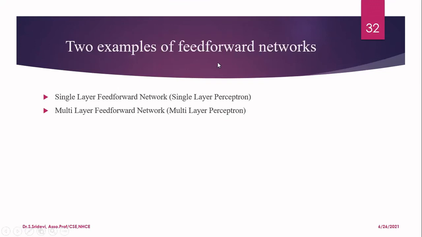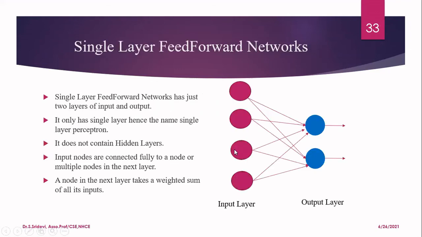Now, in feed-forward networks, we have two examples. One is called a single-layer feed-forward network, which is also known as single-layer perceptron. And the other is multi-layer feed-forward network or multi-layer perceptron, MLP. Now, let us see what they are. Let us recollect. So what is a single-layer feed-forward neural network? Here, it has two layers. One layer is the input layer and the other layer is the output layer. And there is no hidden layer in this.